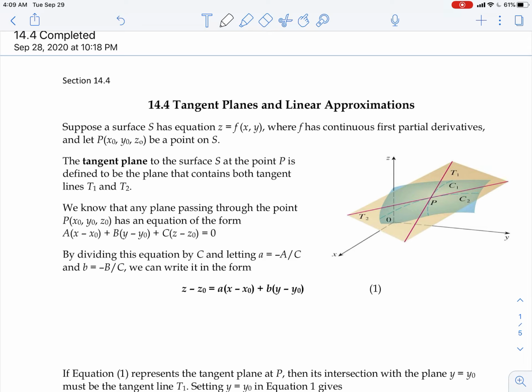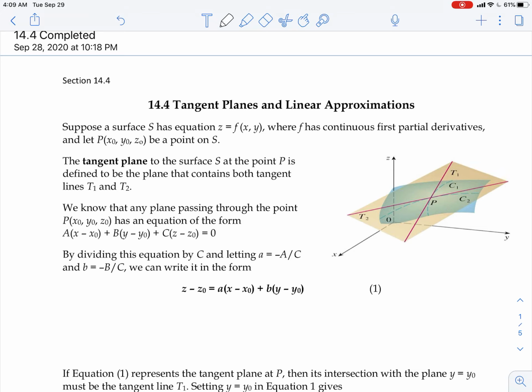Hello and welcome to section 14.4, where we are going to be talking about tangent planes and linear approximations, and then we're also going to throw in differentials at the end. So let's talk about the first thing, tangent planes.